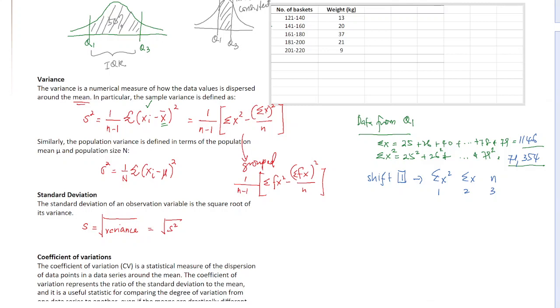71,354. Right? So once you have this, the next thing to do is to substitute this value into the formula. How to substitute? You can just use this formula because this is ungrouped. Gunakan yang ni boleh sebab kita dah ada nilai summation of x dengan summation of x squared. Right? So substitute into the value.